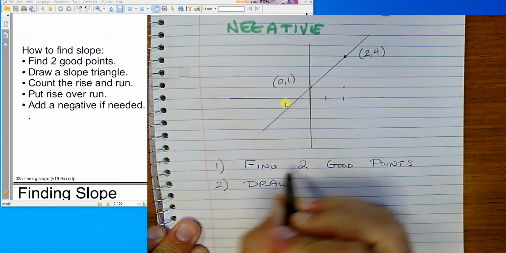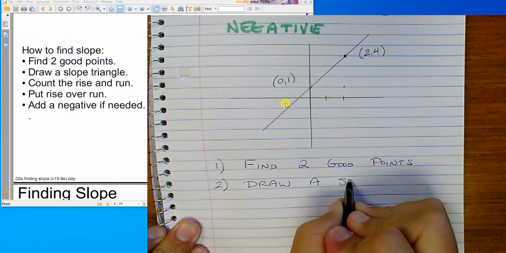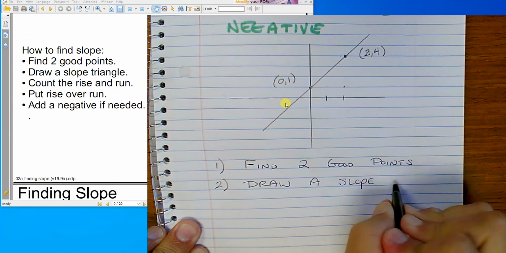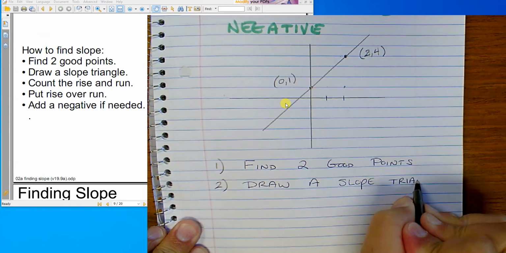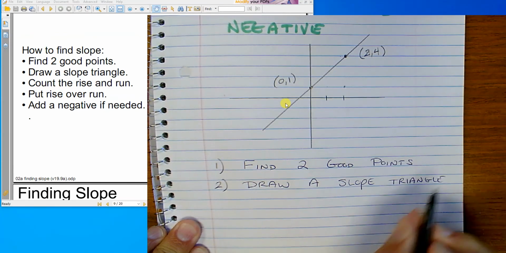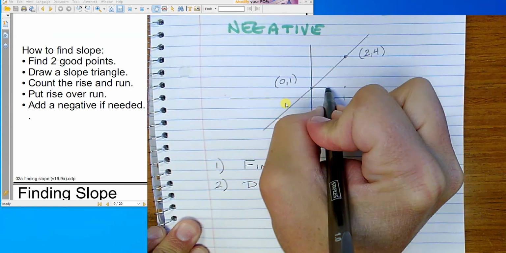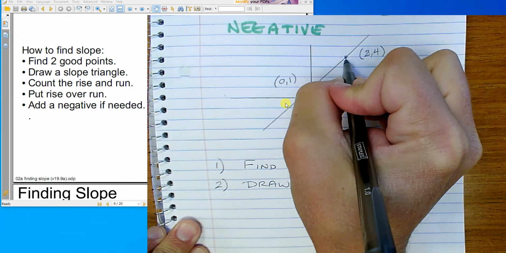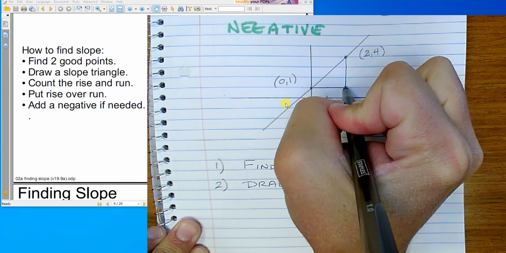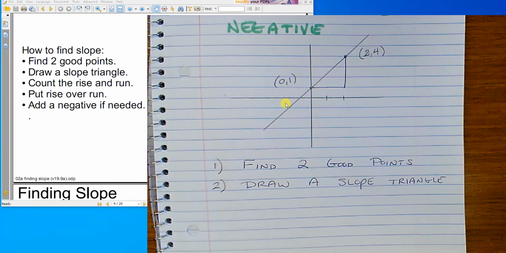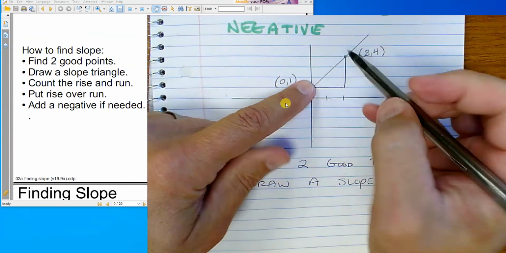Step 2: draw a slope triangle. Between those 2 good points, I'm going to draw in a triangle. If you remember doing Pythagorean theorem, it's the same type of thing. We took the 2 good points and we drew in a right triangle.